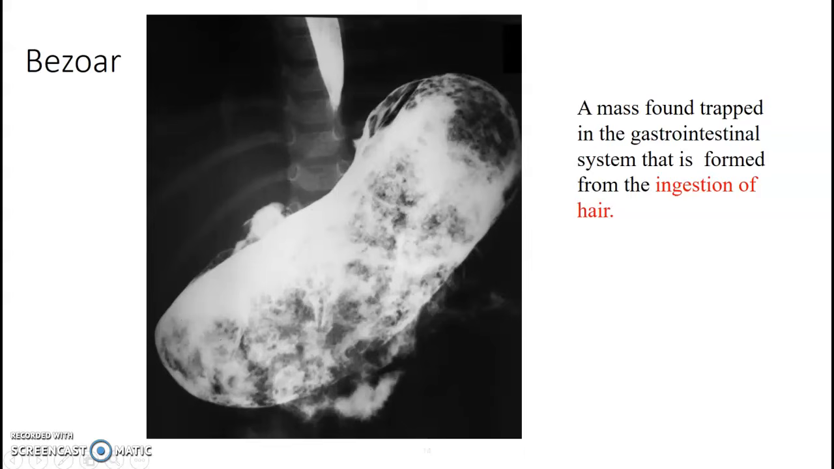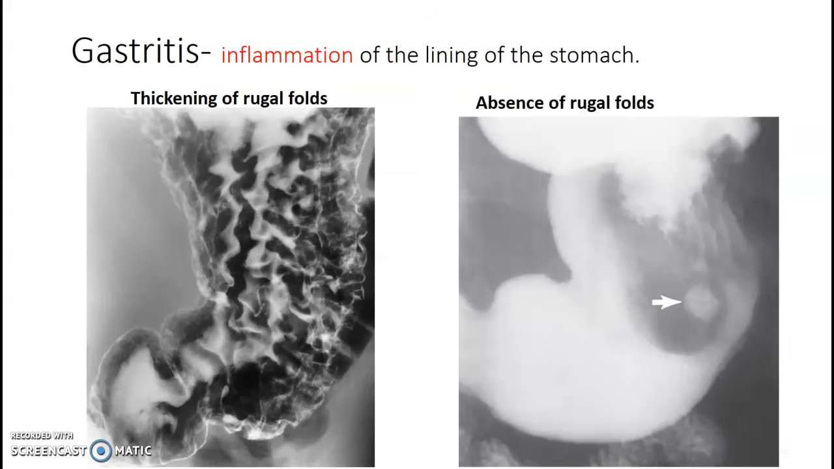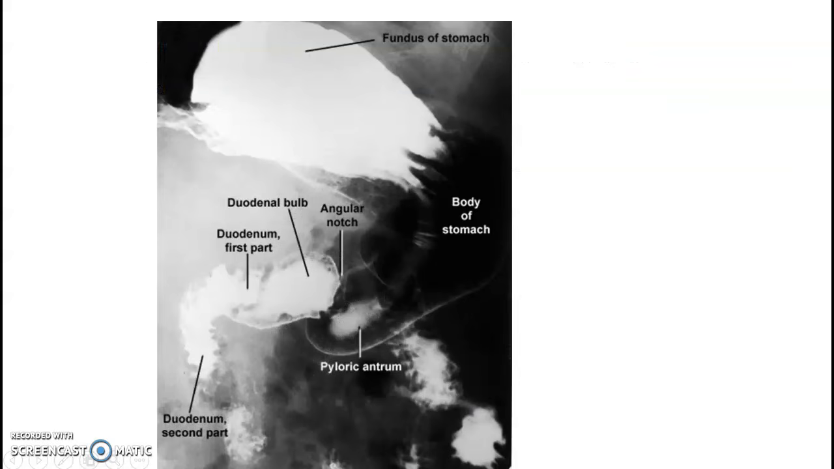Okay. A bezoar, it's a mass that's found in the GI system that's formed from the ingestion of hair and sometimes fingernails. Gastritis, inflammation of the lining of the stomach. So normally this is a thickening of rugal folds. And then this is an absence of rugal folds due to some inflammation. This picture is just for anatomy purposes.